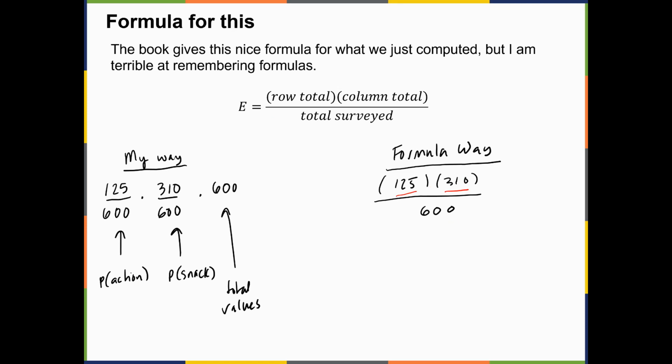The way I did it, which is going to work out the same in the end, is the probability of that particular row, which is 125 over 600, times the probability of that column, which is 310 over 600, times the total number of values surveyed. You'll see that this actually turns out the same because when you do the multiplication, the 600 in the numerator cancels one of the 600s in the denominator, and you still end up with 125 times 310 over 600. I prefer to do my computation because I'm just bad at memorizing formulas, but if you prefer to use a formula, that's fine.